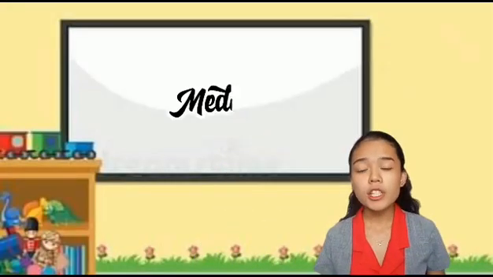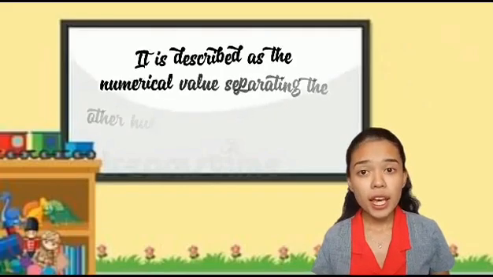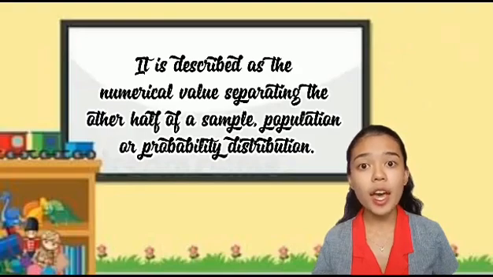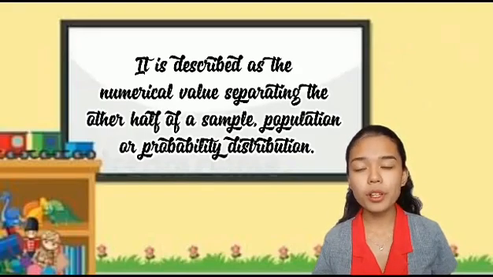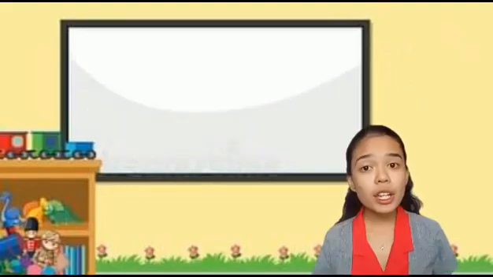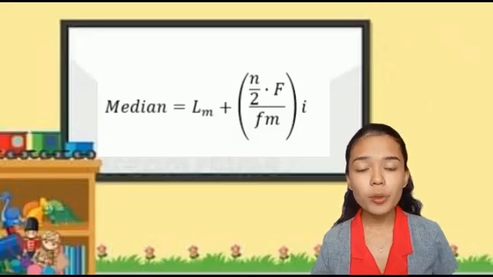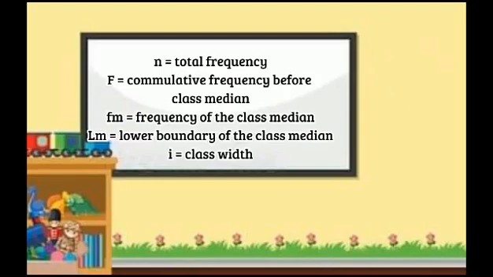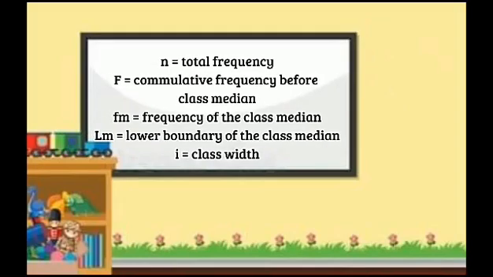Now that was the mean. Now let's move on to the median. The median is described as the numerical value separating the upper half from the lower half of a sample, population, or probability distribution. In finding the median, we have the formula, where n is the total frequency, f is the cumulative frequency before the class median, fm equals the frequency of the class median, Lm is the lower boundary of the class median, and i is the class width.